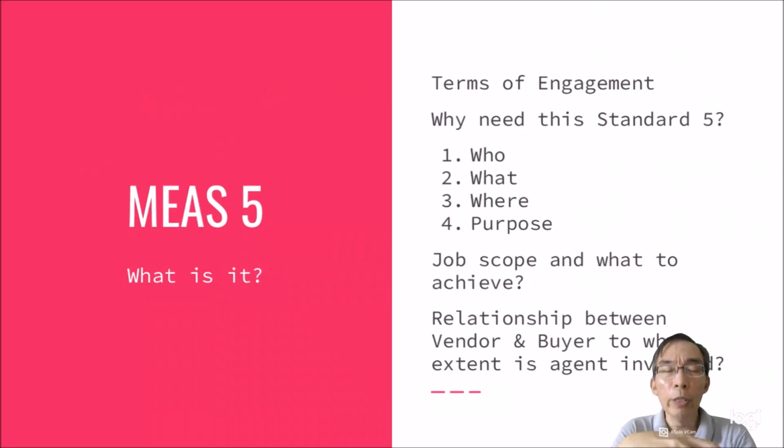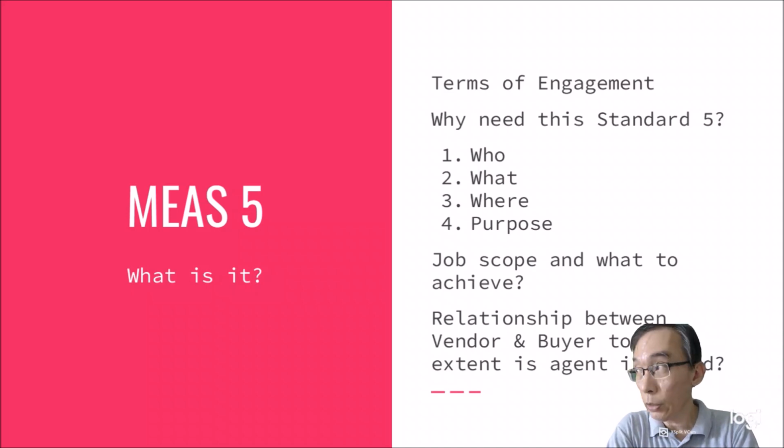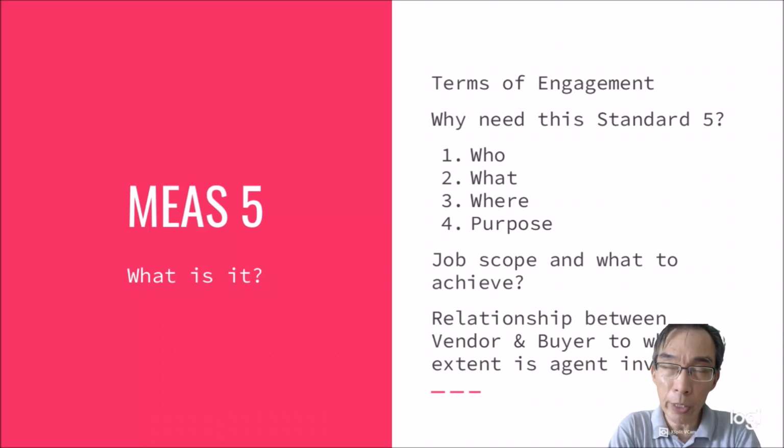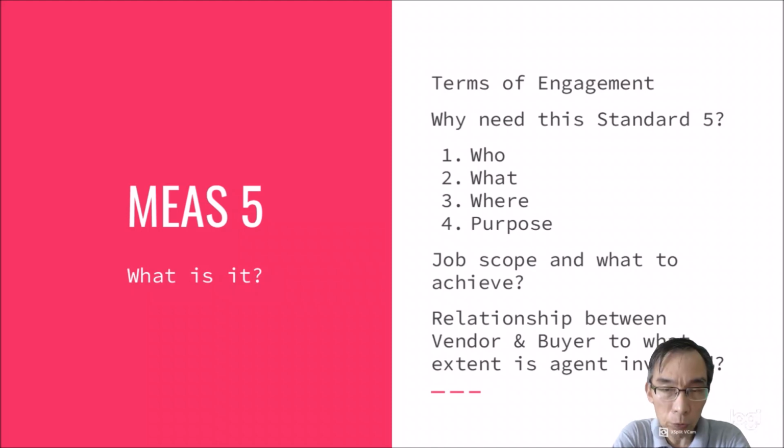So this part on the terms of the engagement spells out more details about how the scope of work is carried out. This part is very important, as it covers the type of engagement, the details of things to be done, and the process of making payment. Terms of engagement usually in the standard MEAS 5 talk about who, what, where, and purpose. So who is the proprietary owner giving which agency what purpose, where is the property, and what is the purpose, like for sale, to let, or property swap, or whatever types of equity swap.